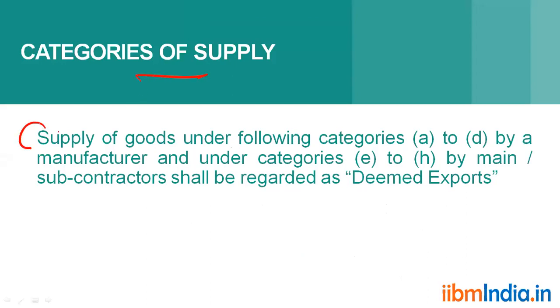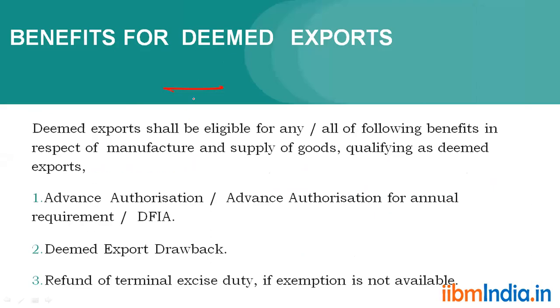Categories of supply. Supply of goods under the following categories A to D by manufacturer and under categories E to H by main subcontractor shall be regarded as deemed export. Benefit for the deemed export. Deemed export shall be eligible for any of the following benefits in respect of manufacture and supply of goods qualifying as a deemed export. Advance authorization for annual requirement, DFIA, deemed export drawback, refund of terminal excise duty if exemption is not applicable. So what are the benefits for the deemed export?